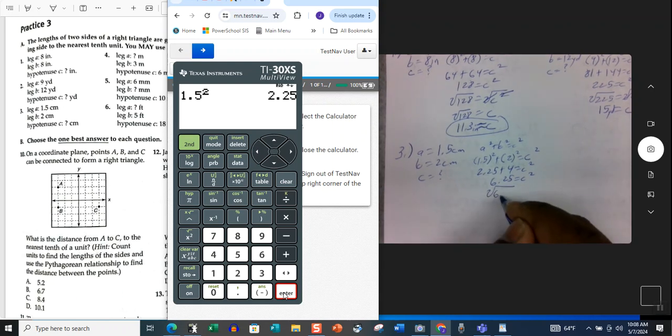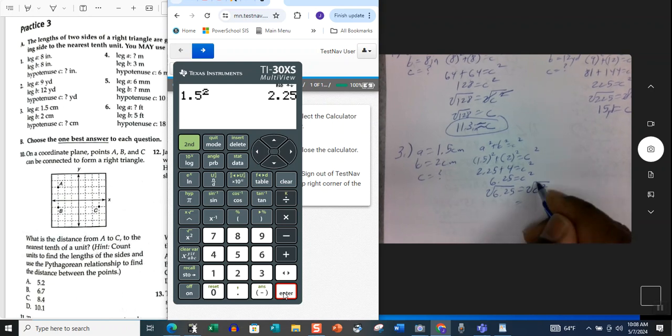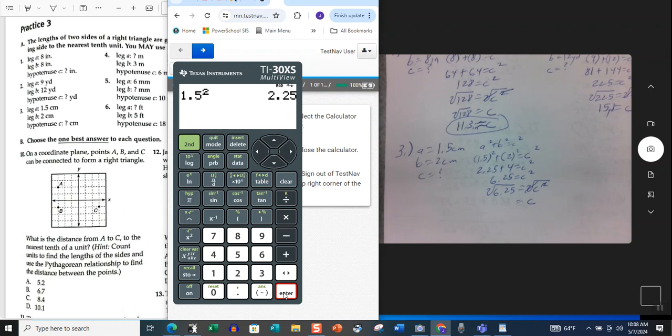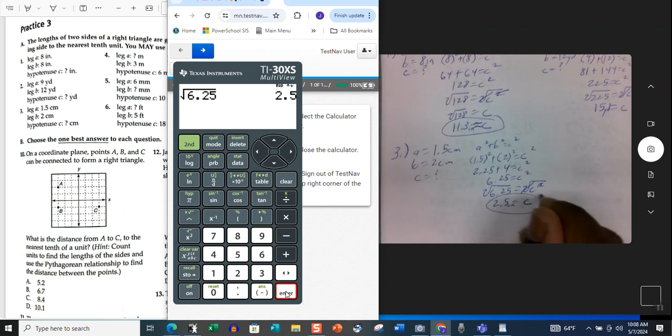We'll take the square root of both sides. And the square root and the square will simplify off. So now we'll take the square root. So we'll press second, the x squared. The square root of 6.25. Press enter, and that will give us 2.5. And this happens to be an exact answer as well, so we don't have to put the approximation, and that's actually centimeters, so it's 2.5 centimeters is equal to C.